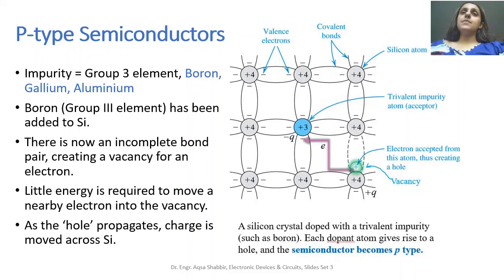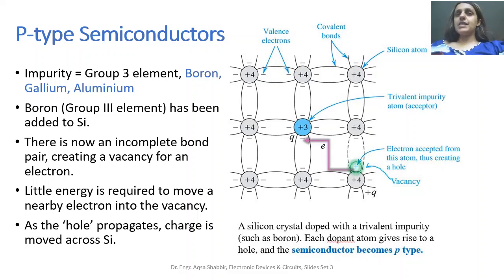In order to form P-type semiconductors, we add acceptor impurities to pure or intrinsic silicon. An acceptor impurity is an element from group 3 of the periodic table. It could be boron, gallium, or aluminium. Now, when boron, or any other group 3 element, is added to pure or intrinsic silicon, a boron atom replaces a silicon atom inside the crystal lattice. And because boron, a group 3 element, has 3 valence electrons, it is able to form 3 covalent bonds with the surrounding silicon atoms.